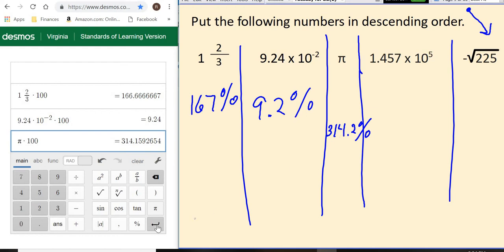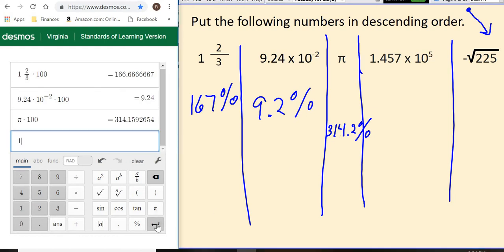314.2%. And your next one is 1.457 times 10 to the 5th power. I'm going to move down so I can multiply that by 100 and make it a percent, which is a very, very large percent. 1,400,000, no, it's even more than that, 14,570,000%. So that guy's huge.